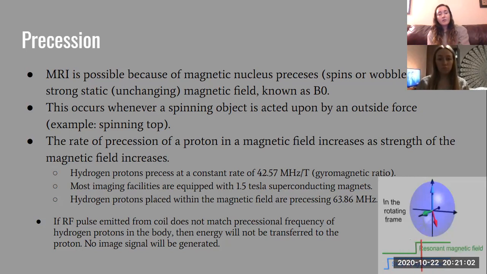If the RF pulse emitted from the coil does not match the precessional frequency of hydrogen protons in the body, then the energy will not be transferred to the proton. Therefore, no image signal will be generated.